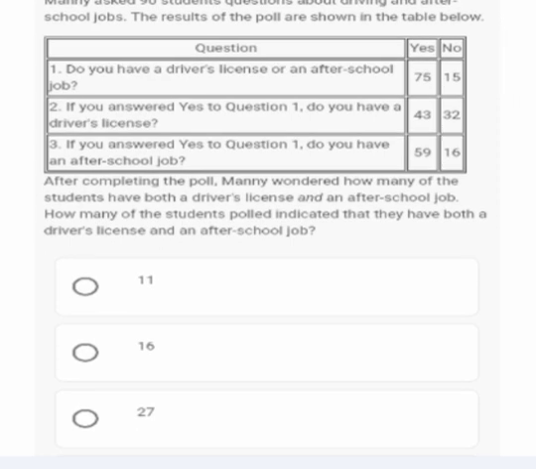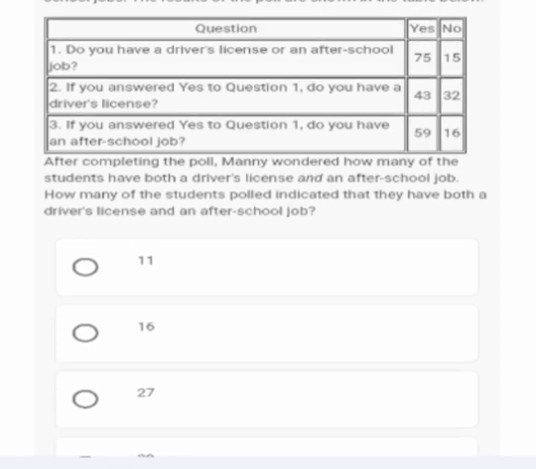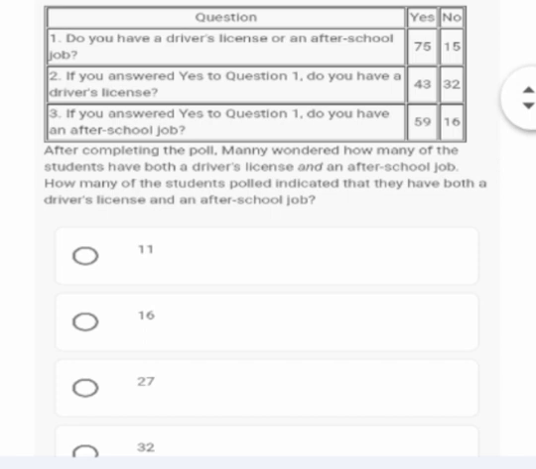Question 1: do you have a driver's license or an after school job? 75 replied yes and 50 replied no. Question 2: if you answered yes to question 1, do you have a driver's license? 43 said yes and 32 said no. Question 3: if you answered yes to question 1, do you have an after school job? 59 said yes and 60 said no.